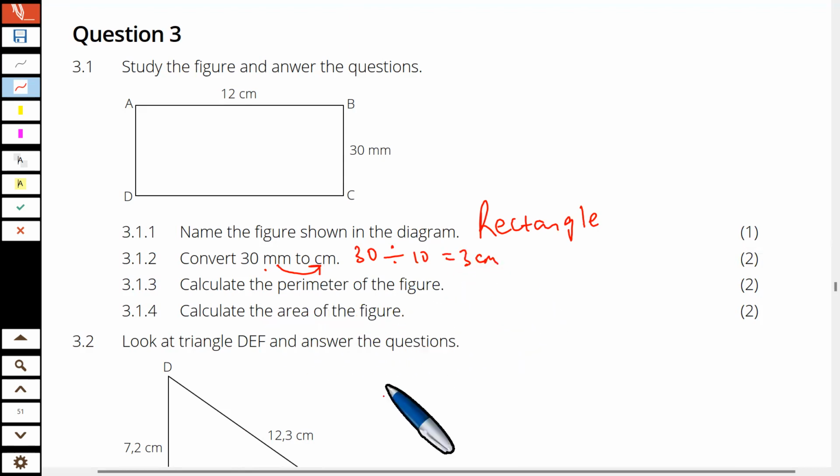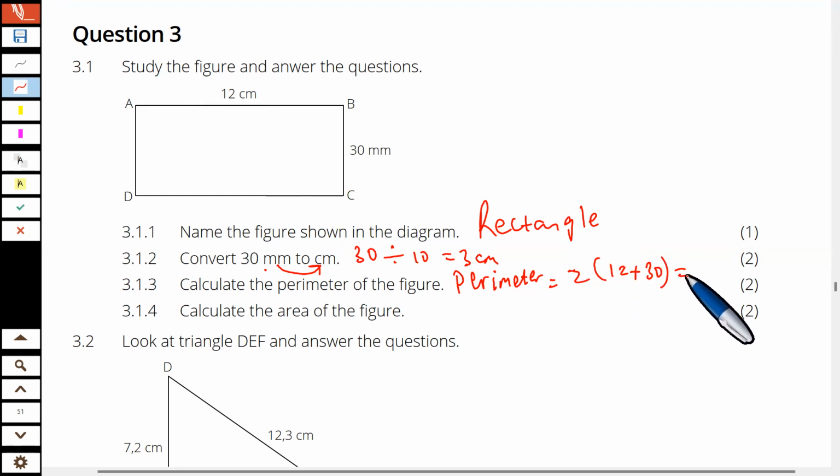Calculate the perimeter of the shape. What do you think the perimeter of the shape is? Perimeter? 30 centimeters. Please come again. 30 centimeters. Okay, let's see. Right, so the perimeter is always twice the sum of the sides. So you have twice 12 plus 30. Twice 42. Twice 84.